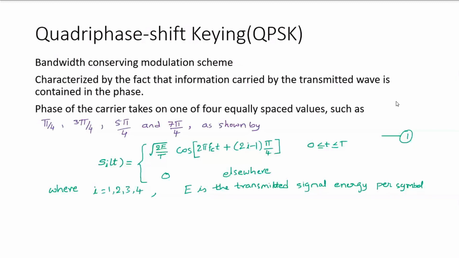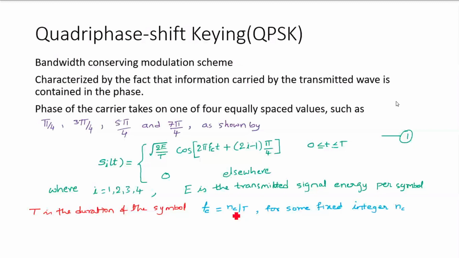So what are the symbols? T is the duration of the symbol. And the carrier frequency fc is nothing but an integer multiple of 1 by T, for some fixed integer nc. So nc by T we can say.